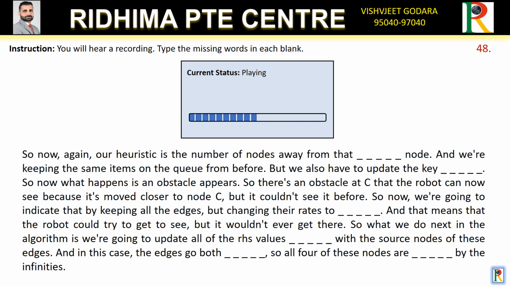So now we're going to indicate that by keeping all the edges but changing their weights to infinity. That means the robot could try to get to C, but it won't ever get there. So what we do next in the algorithm is update all of the RHS values associated with the source nodes of these edges. In this case, the edges go both directions, so all 4 of these nodes are affected by the infinities.